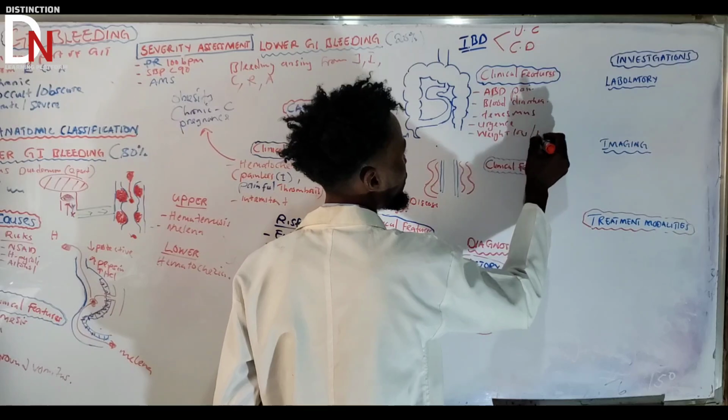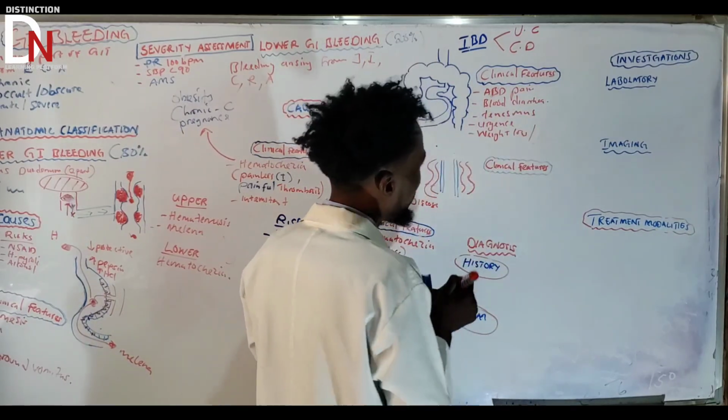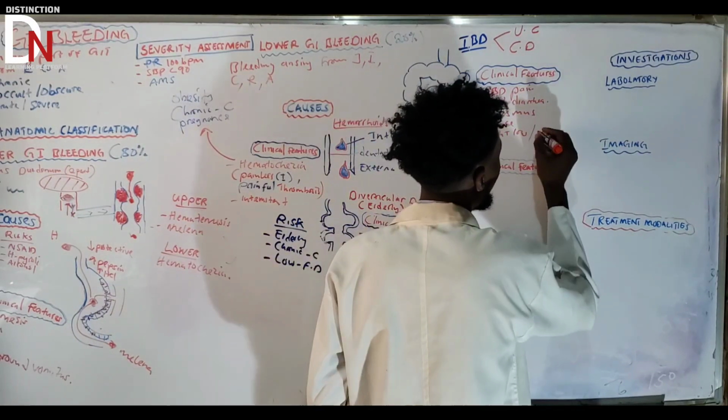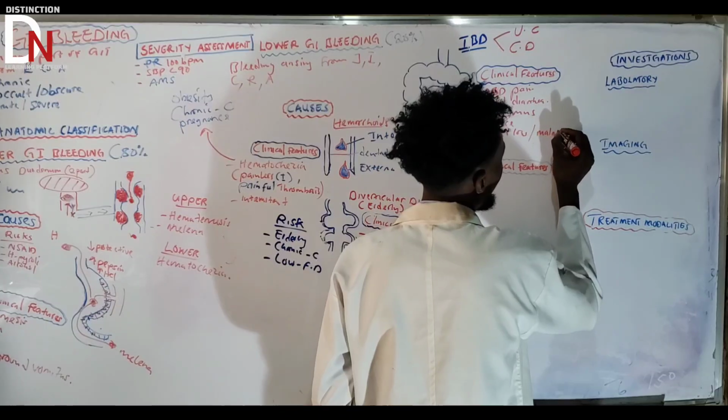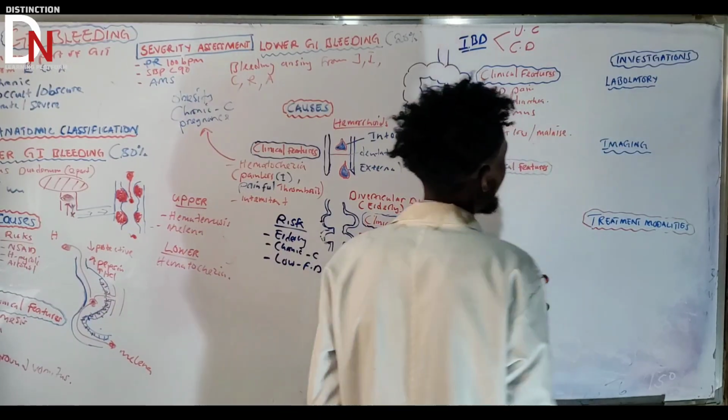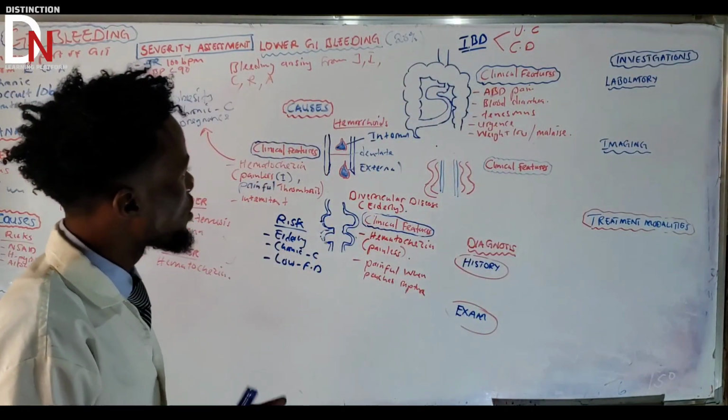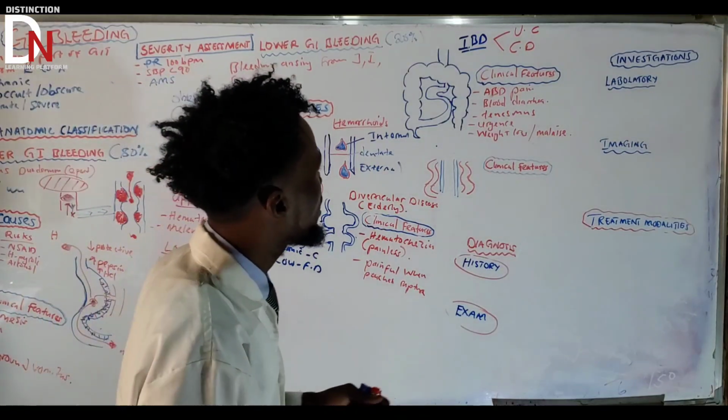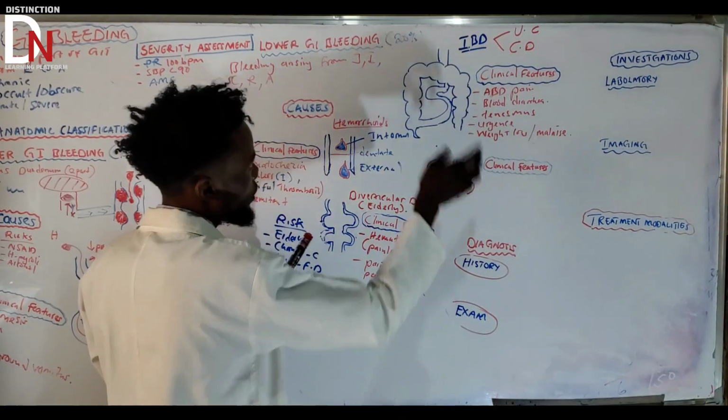Okay, they can have malaise. So let's just say malaise. Very, very important. Malaise like that. So those are the important clinical features of what? IBD.